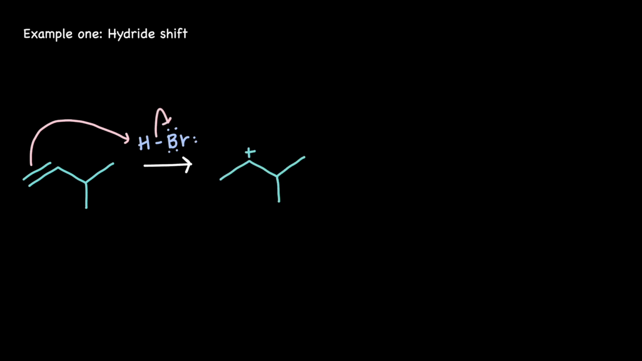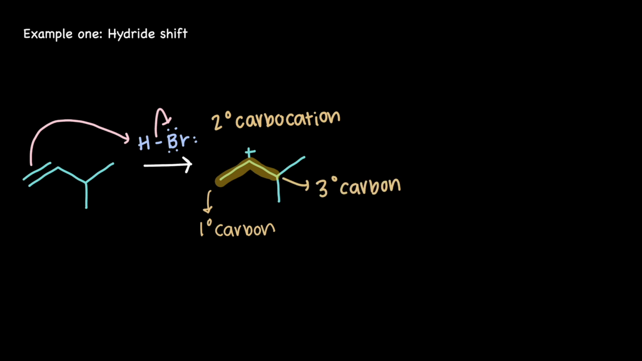Example 1. Hydride shifts. 3-methyl-1-butene reacting with HBr. The double bond attacks the hydrogen from HBr and the bromide ion leaves. The carbocation is created on the more substituted carbon of the double bond. After protonation of the alkene, a secondary carbocation forms. Now we can look at the carbons next to our carbocation. 1 neighboring carbon is primary, but the other neighboring carbon is tertiary. The carbocation we have now is secondary.